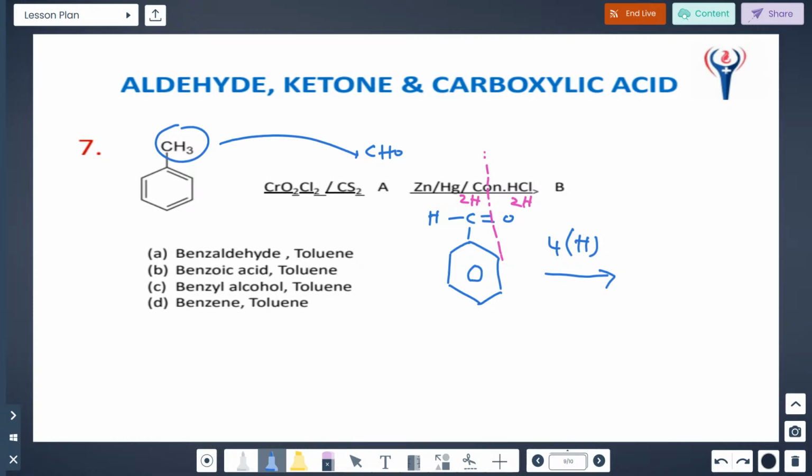Now the product is what? CH3 plus H2O. You don't worry about the H2O molecule, only the main product. The main product is benzene with CH3. Same thing, see here. Toluene to benzaldehyde, again benzaldehyde to toluene. Toluene to benzaldehyde is the Etard reaction. Then benzaldehyde to toluene is the Clemmensen reduction reaction. Understood? So A is benzaldehyde, B is toluene. So answer option A is the correct one.